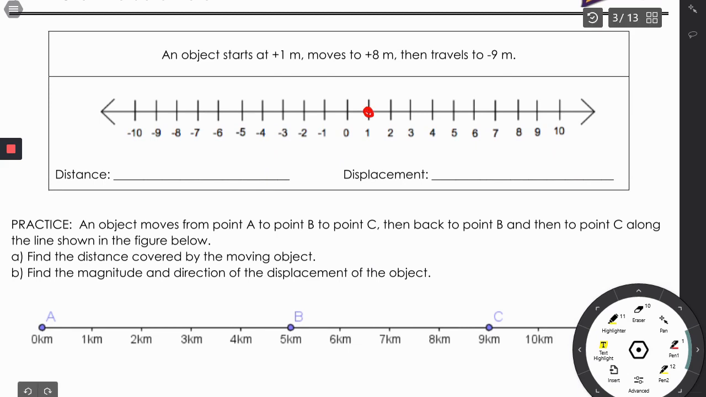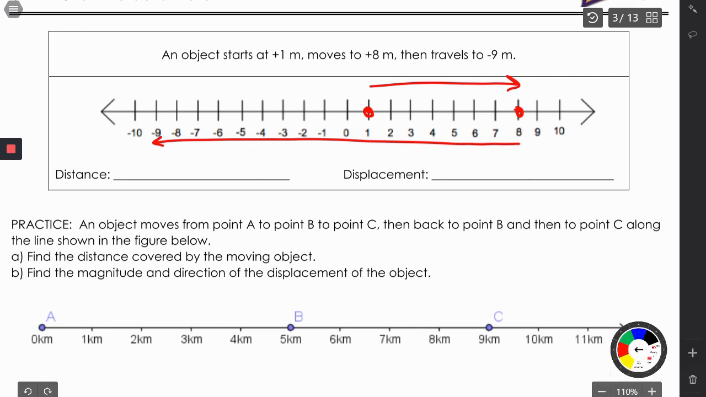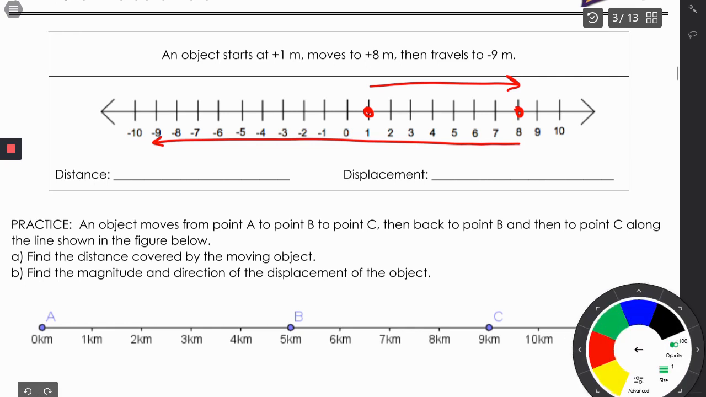We're going to go all the way out here to positive 8. So first leg is going to be from here, positive 1 to positive 8, and then we're going to come all the way back to negative 9. Okay. Now, when it comes down to the end, if we want to know the actual lengths, right? This one has a length of 7 meters, and this one has a length of 17 meters.